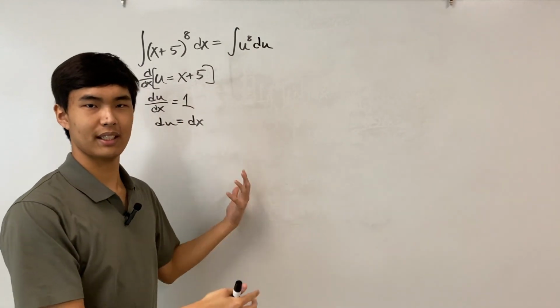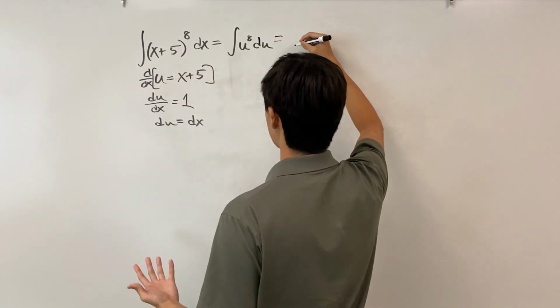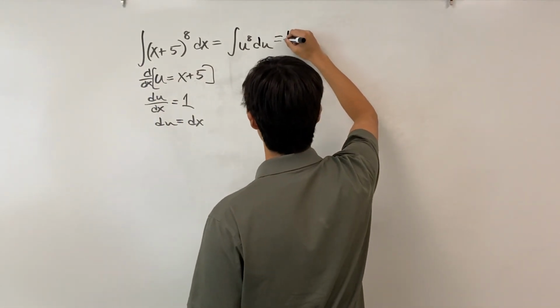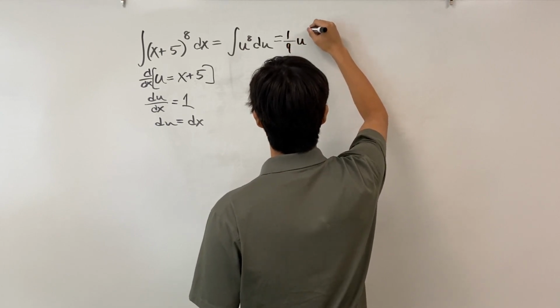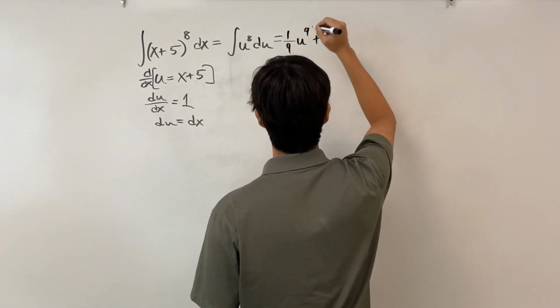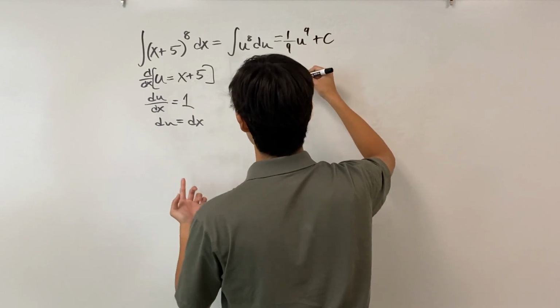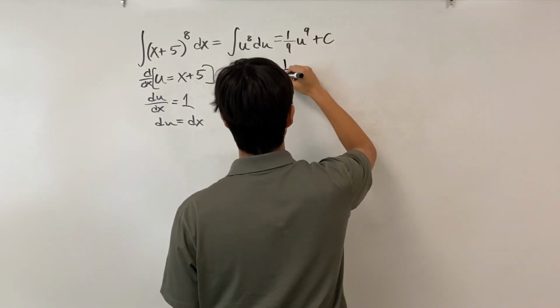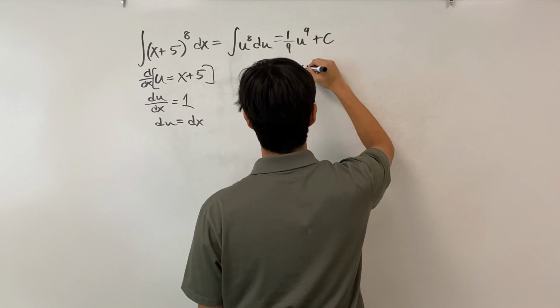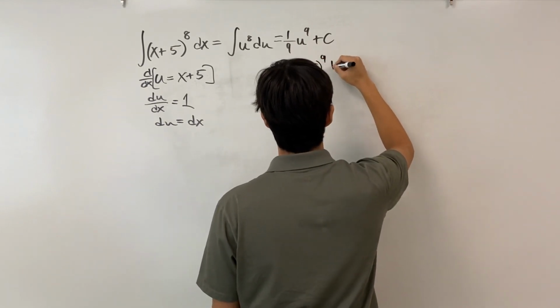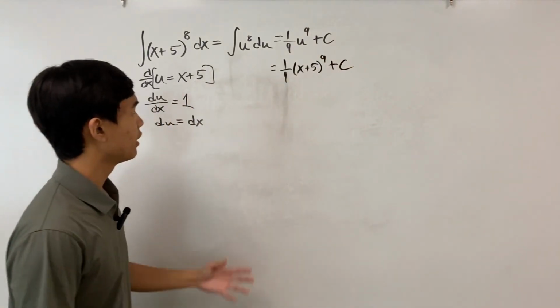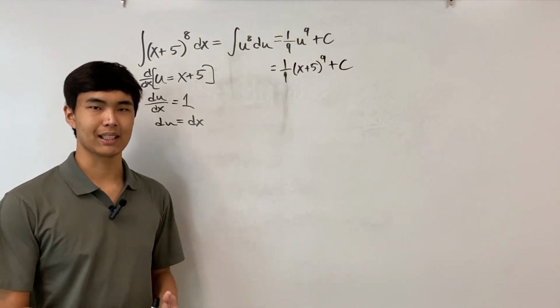And now we can integrate. Using the power rule for integrals, we have this is 1/9 u to the 9 plus c. And substituting for our u, we have 1/9 (x plus 5) to the 9th plus c. This is called integration by substitution.